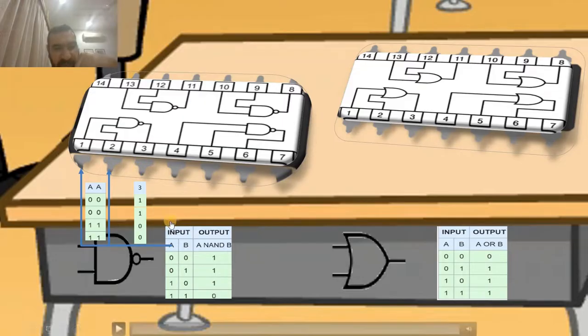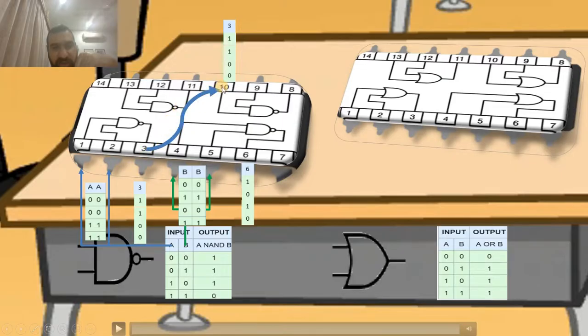Then we are going to supply the second NAND gate with the B input. So the B inputs will be supplied to pin number 4 and pin number 5, which are the inputs of the second NAND gate. What do you think the output is going to be? Definitely here we'll have high, here low, high and low. This output will be taken from pin number 6, because pin number 6 gives us the output of the second NAND gate. So the output is expected to be 1010.